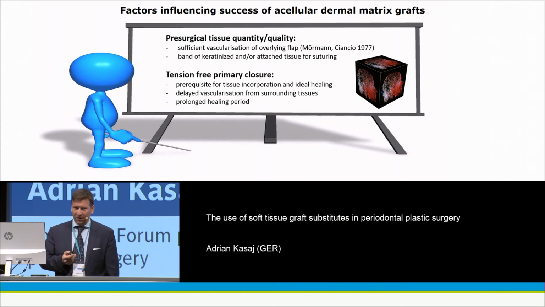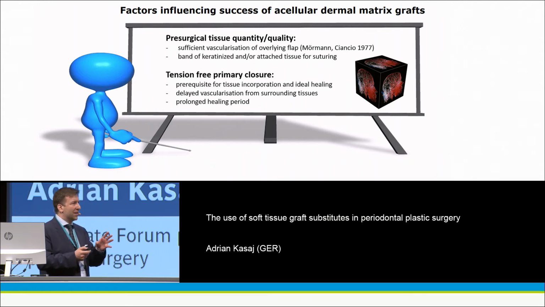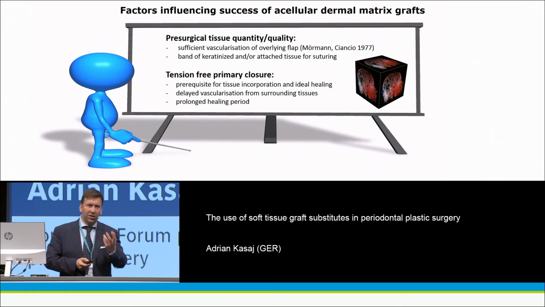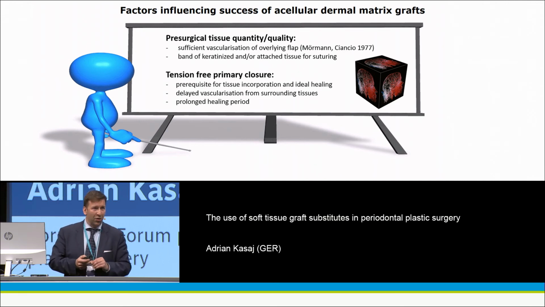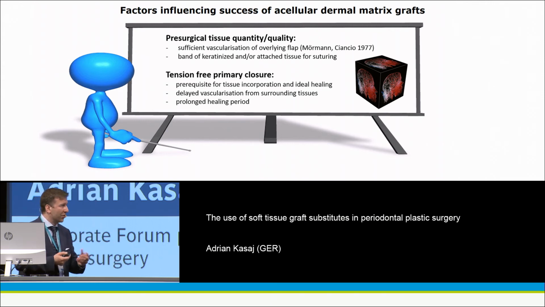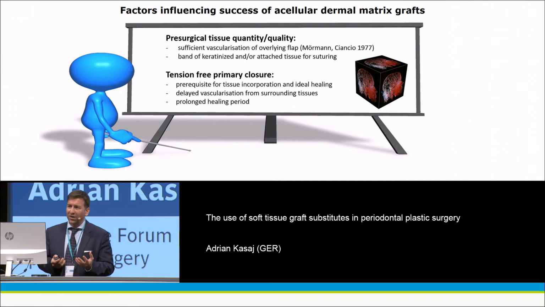So when talking about the clinical use of these matrices, there are several factors influencing the clinical outcome when working with these matrices. And in my point of view, the most important ones you have to consider are the pre-surgical tissue quantity and quality, because you have to be aware that these matrices are avascular, acellular, so they have to get the nutrition from the overlying flap, which means you need sufficient vascularization of the overlying flap, which means you have to take care and look at the amount of tissue pre-operatively.